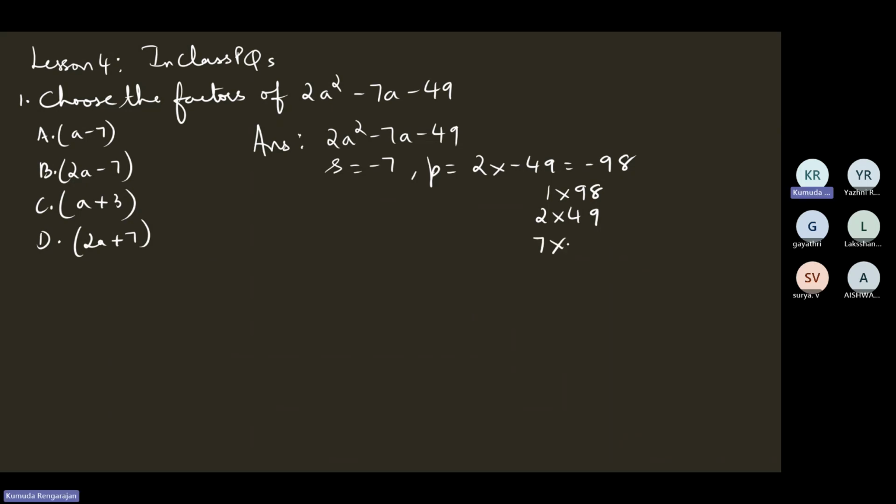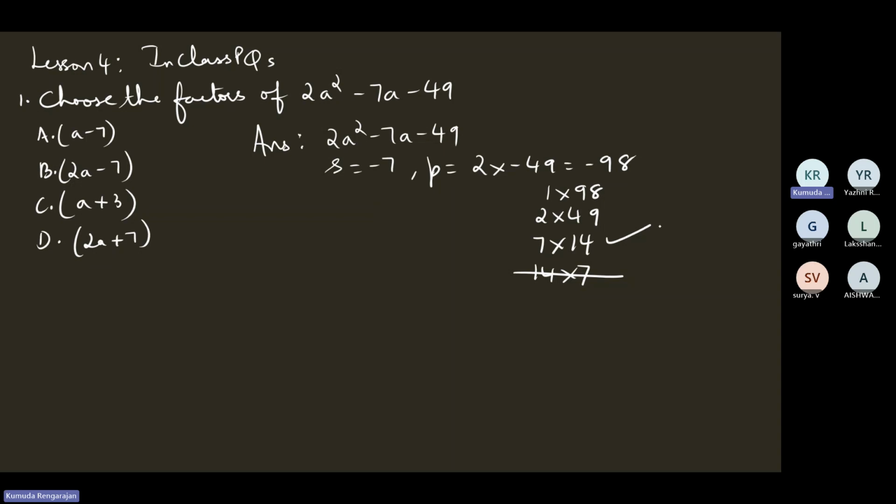Okay. So 7 into 7 is 7, 2 remains 14. 7 into 14 is 98. 8, not divisible. 9, no. 10, no. So 11, 12, 13. So again, you'll get 14 into 7. So it repeats, no? So stop there. And this is the pair, 7 and 14, because the sum should be 7. So fix the signs to get product minus 98 and sum minus 7.